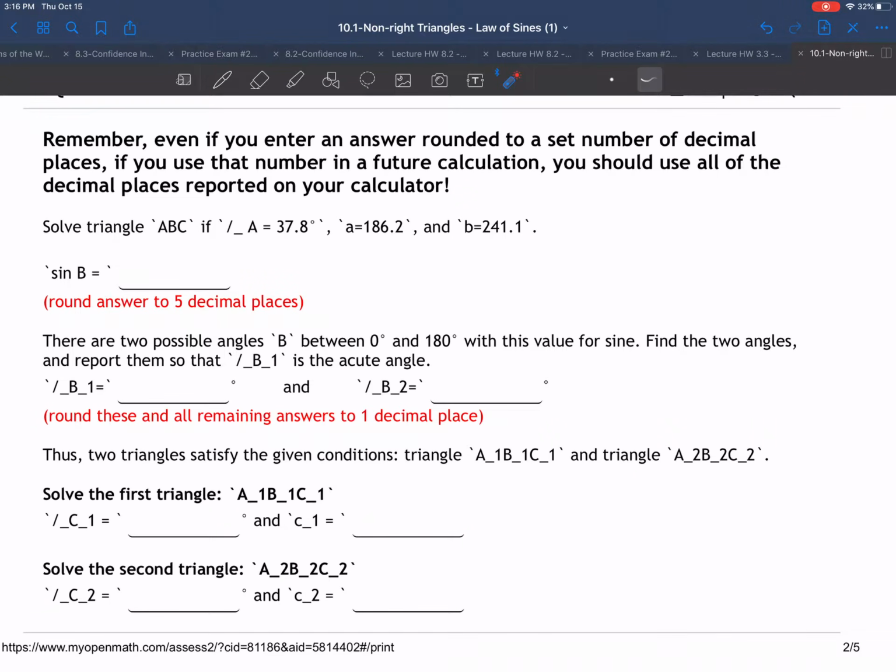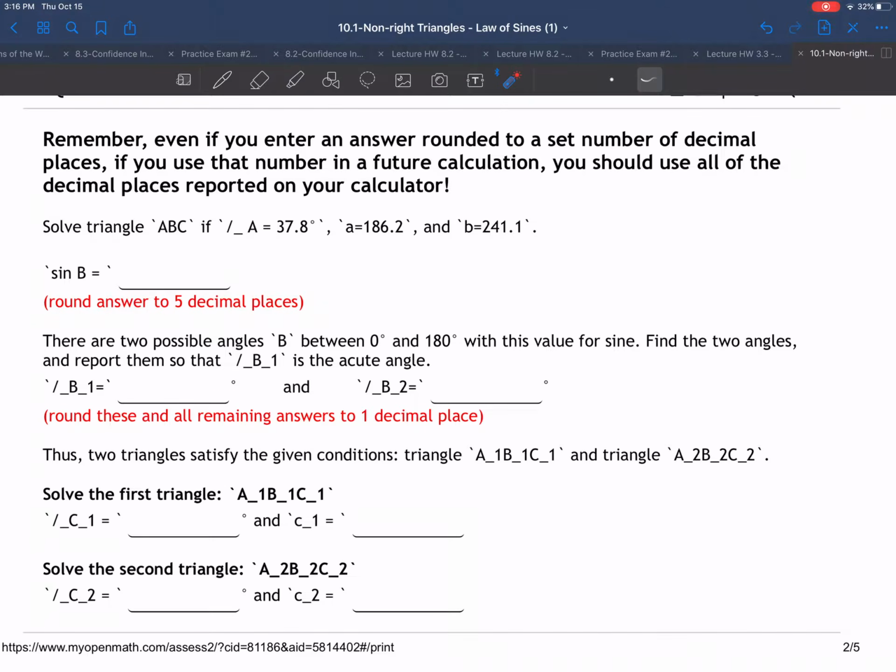Here's an example in which we're trying to solve a triangle. They're giving us a reminder up here. Remember, even if you enter an answer rounded to a set number of decimal places, don't use a rounded number in a future calculation is basically what it's reminding us of. Okay, so let's go on with this problem.